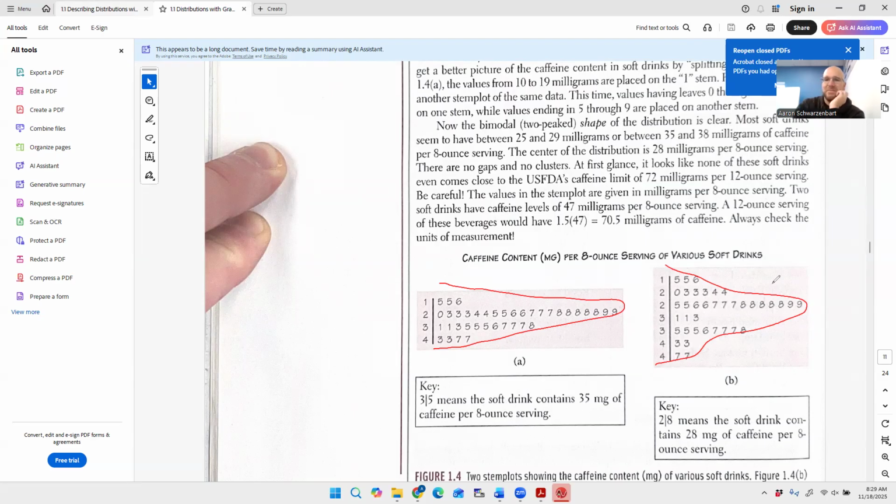Okay. Usually we'll think of distribution shapes like this, but with the stem and leaf plot, it's turned on its side.